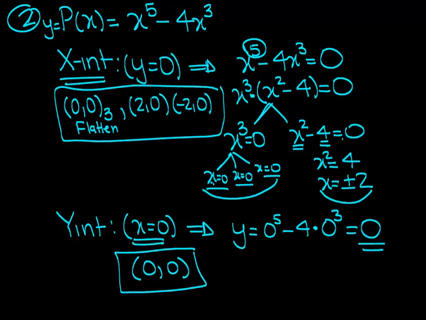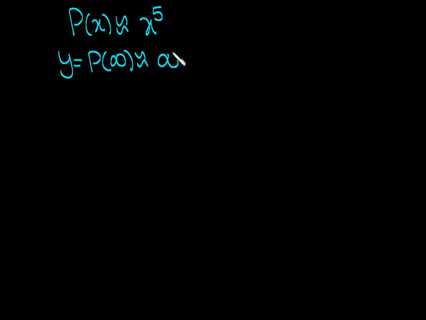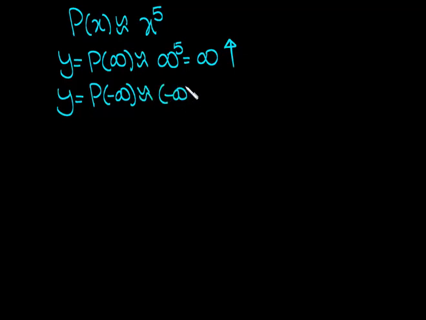So we did that. Next we want to do the dominating terms. What's my dominating term here? Out of the two terms, the biggest impact is going to be felt by x to the 5th. Now I want to see what happens when x gets really big, goes to the right. I get infinity to the 5th power, which is still infinity, so it goes up. Y gets bigger. If x goes to negative infinity, then we get negative infinity to the 5th power. That gives me minus infinity. That means it goes down.